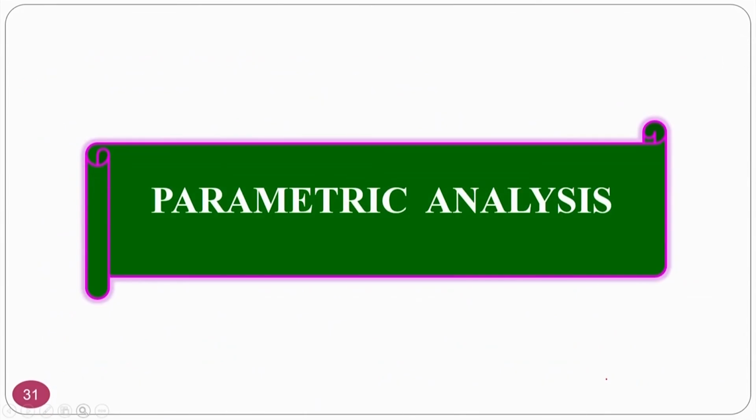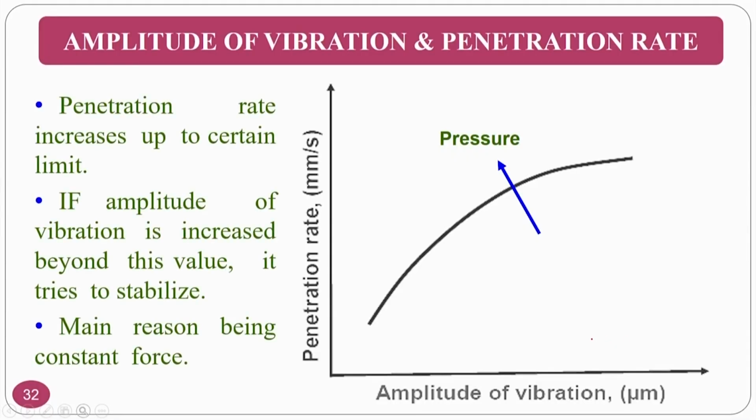Okay. The parametric analysis: this is the glimpse of what you have seen, but you see it in terms of graphs and other things. If you see the amplitude of vibration and the penetration rate, what will happen if the amplitude of vibration, assume that my vibration is this much, is high? If my amplitude is this much, what will happen? The penetration of the abrasive particle will decrease. In case 1, penetration will be more; in case 2, the penetration will be less. That is, the penetration rate is always proportional to the amplitude of the vibration.